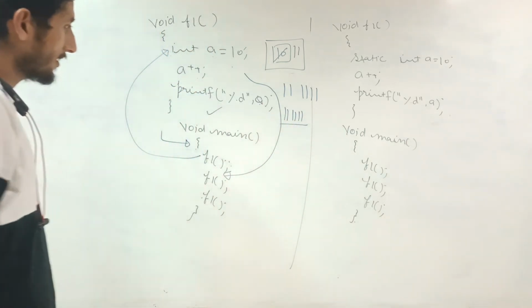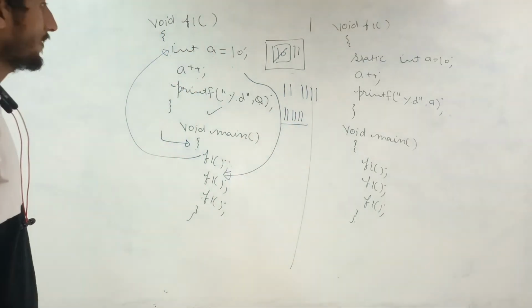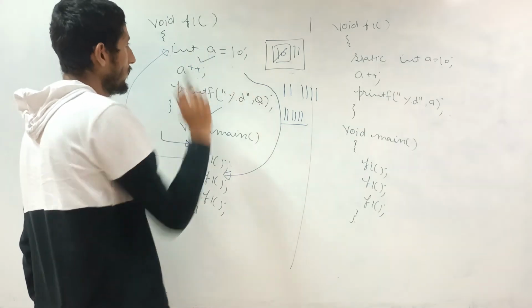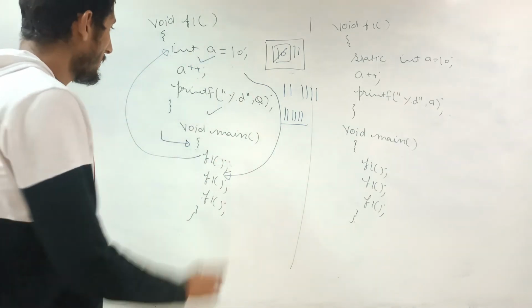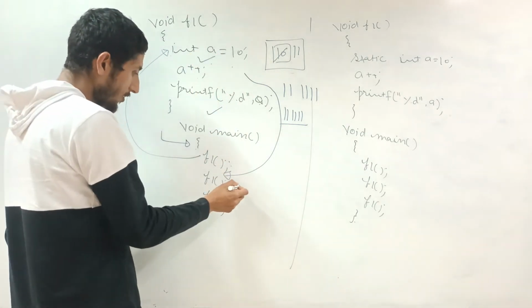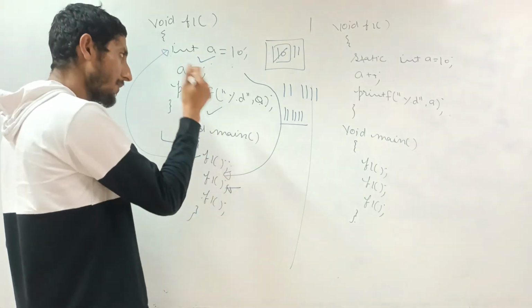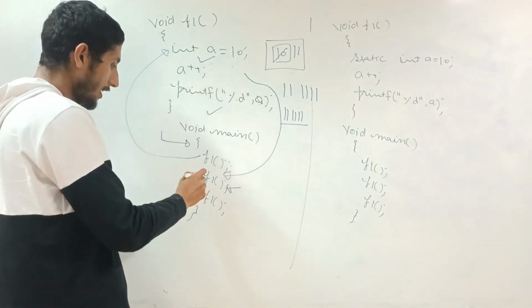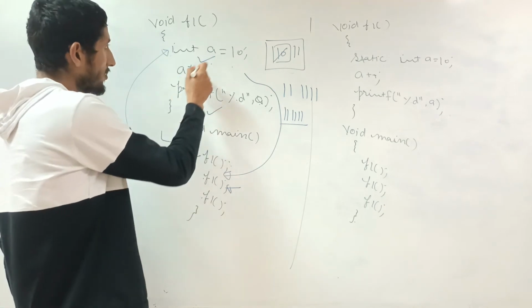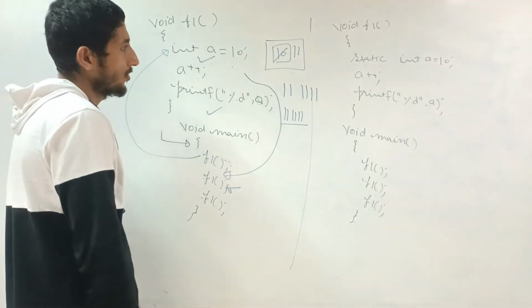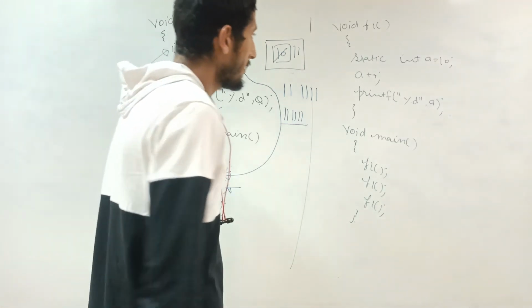So that is the case where we have taken a normal variable. It means it is a normal variable where the memory has been allocated, and the moment you have completed the task, the memory has vanished. And if you call the same function, again memory will be allocated. Now let me explain static.